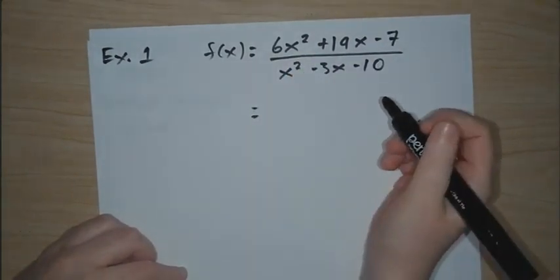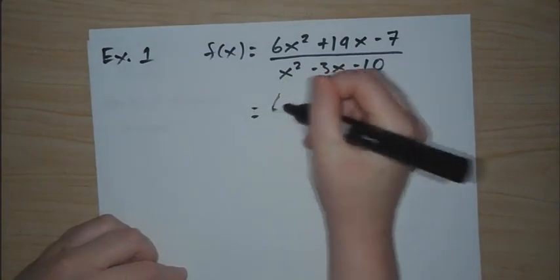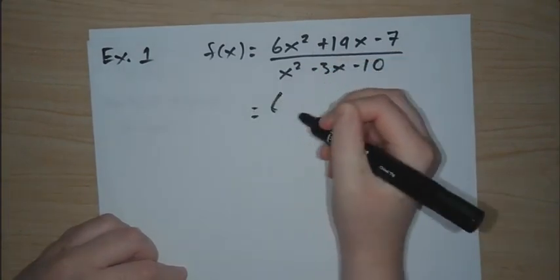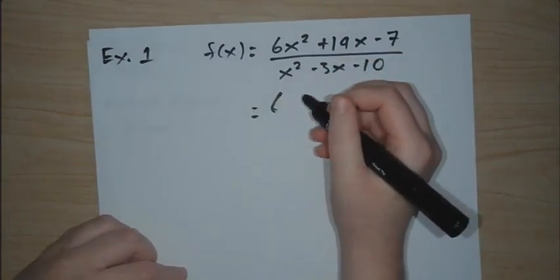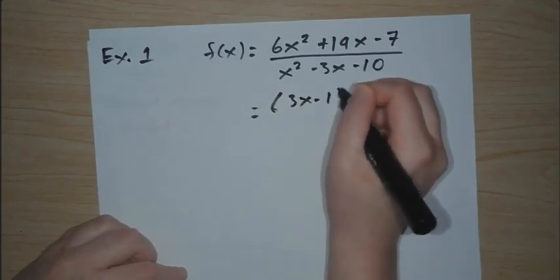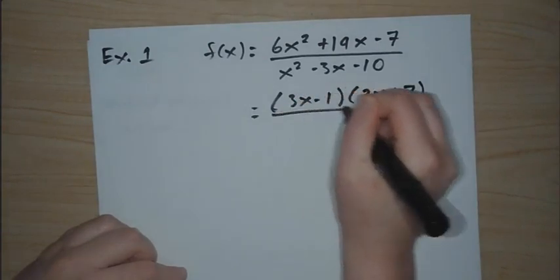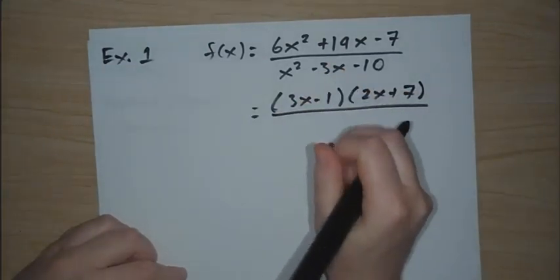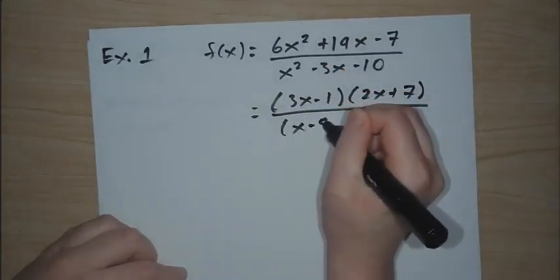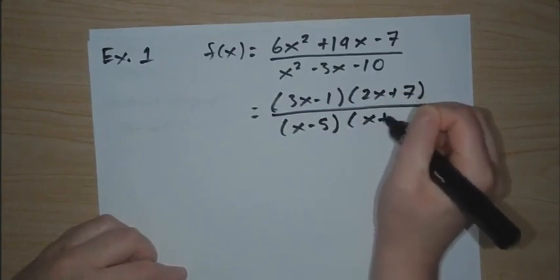So for 6x squared plus 19x minus 7, that will factor to (3x minus 1) times (2x plus 7). And the denominator will factor to (x minus 5) times (x plus 2).